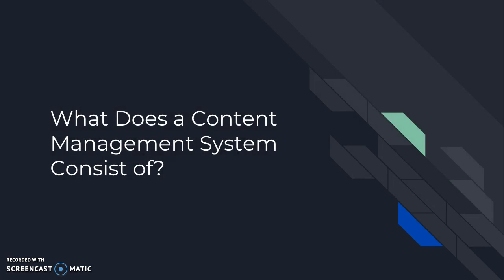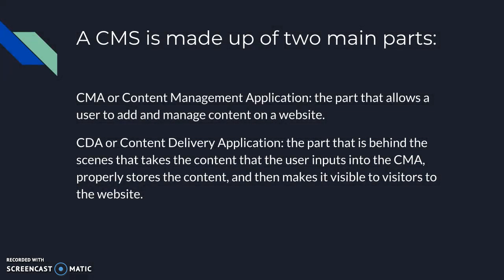What does a content management system consist of? A CMS is made up of two main parts. The CMA, or Content Management Application, is the part that allows a user to add and manage content on a website. The CDA, or Content Delivery Application, is the part that is behind the scenes, that takes the content that the user inputs into the CMA, properly stores the content, and then makes it visible to visitors to the website.